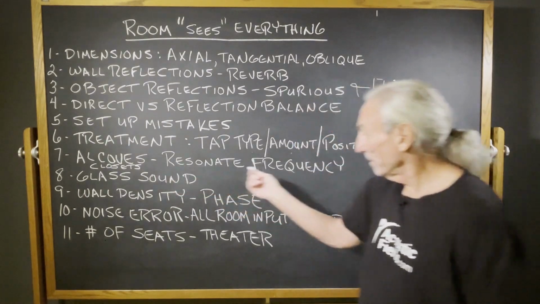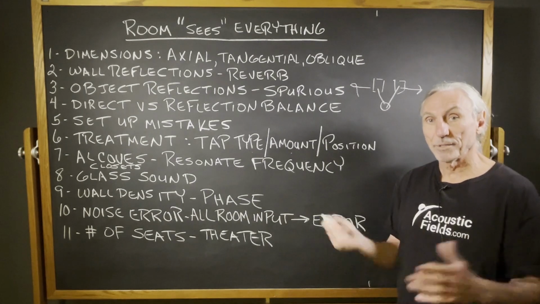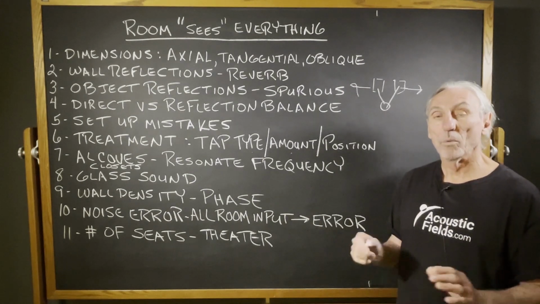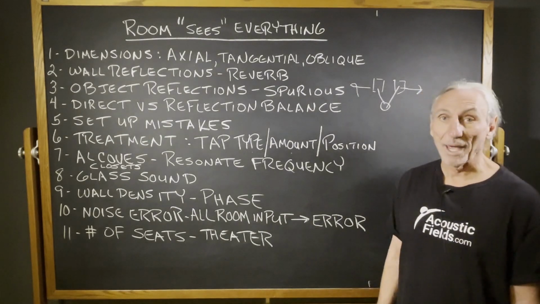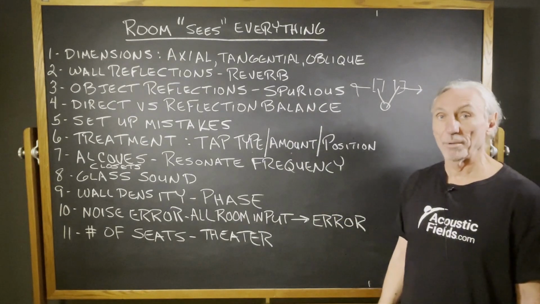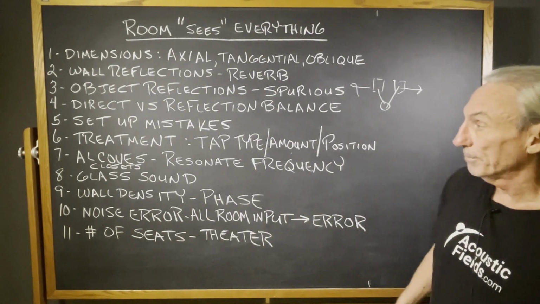Alcoves, closets, they're resonating chambers. Take the dimensions of the alcove or the closet. You'll be able to calculate what frequency that speaker will generate energy into. Don't need that. We already have a room that's generating problems. We don't need another room inside that one generating problems.